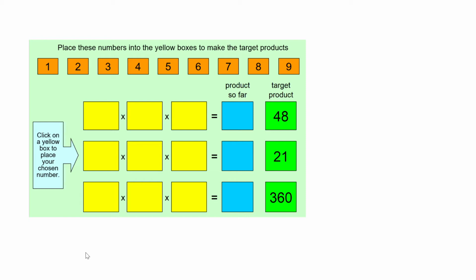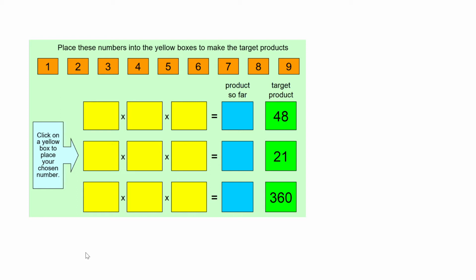Now this puzzle is called Which Number Where, and the aim of the puzzle is to find how to solve the three target products 48, 21 and 360. There are 9 numbers along the top in orange boxes, and those numbers need to be used to solve this puzzle. You can only use those numbers once, so you can't use the number 8 twice or the number 3 times, and those numbers need to be placed into the yellow boxes. So you need 3 numbers that multiply together to give 48, 3 numbers that multiply together to give 21, and 3 numbers that multiply together to give 360.